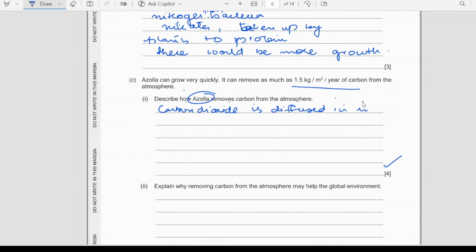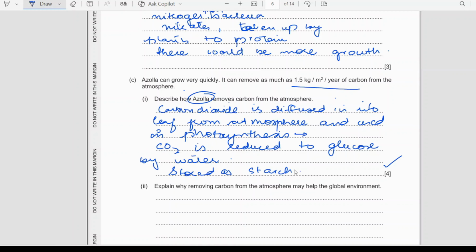As starch. Okay. The very first thing that you have missed is the movement of carbon dioxide. So the carbon dioxide moves through diffusion. You need to mention it. When they have asked you specifically about carbon dioxide, you need to tell that carbon is actually diffused into the plant in the form of carbon dioxide, and that is used in photosynthesis.